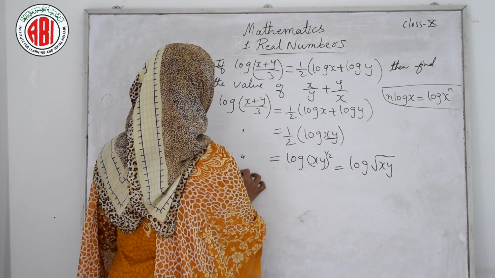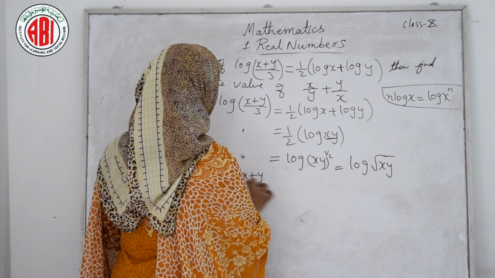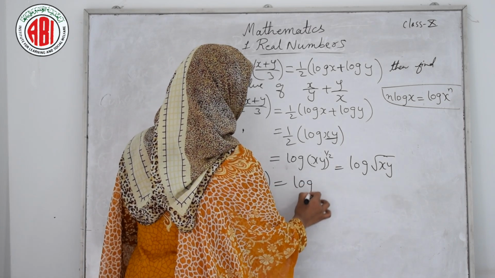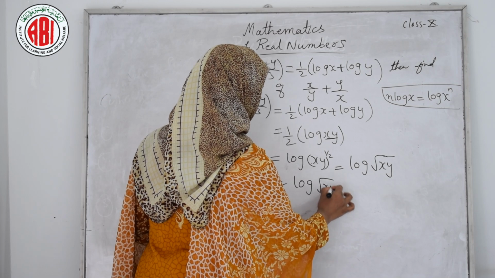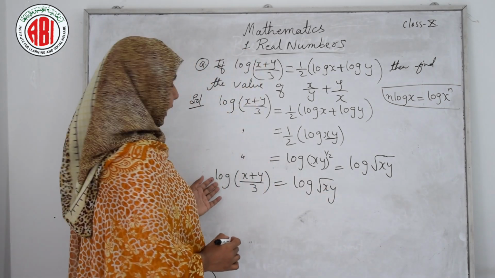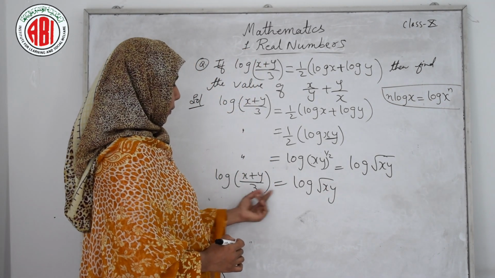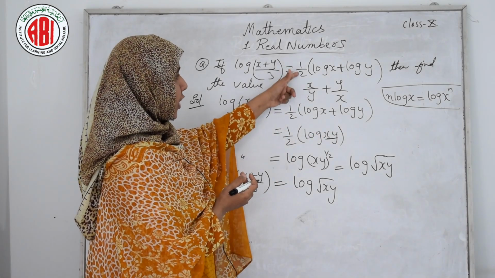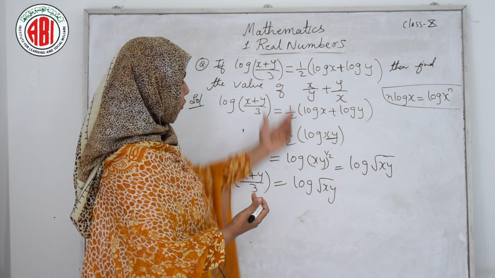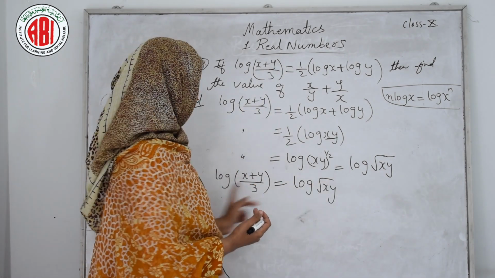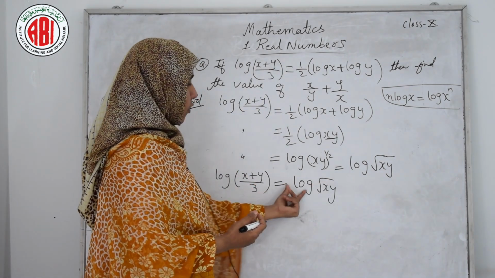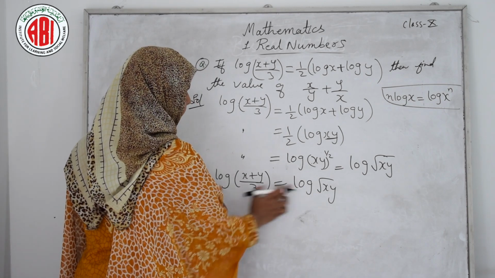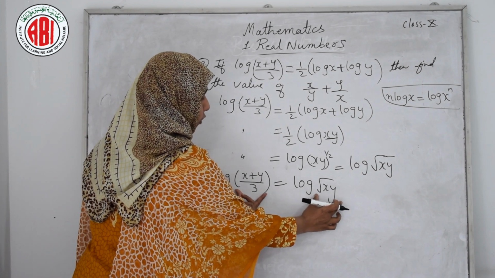Then we have log of (x plus y) whole divided by 3 equals log root xy. Now see here, in the left hand side we are getting log of this term, and in the right hand side, after solving this we got log square root xy. Here log this equals log this, that means these terms are equal.